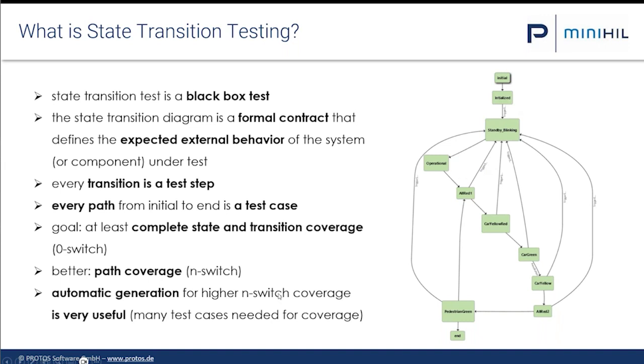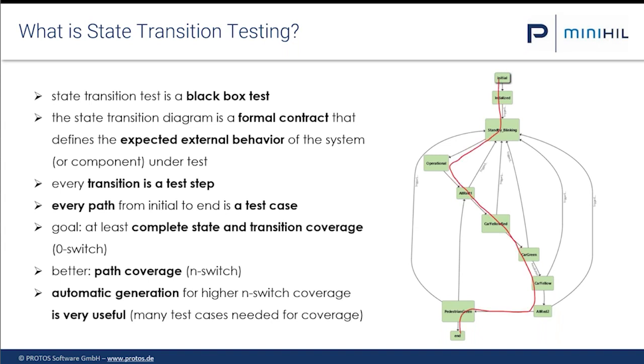Better is a path coverage with higher level N switch, so combinatorial path coverage or combinatorial data coverage. And for higher metrics, automatic generation is very useful. You can do this method on a piece of paper. I'm going to show you that, but for real robustness tests, a code generator would be nice.